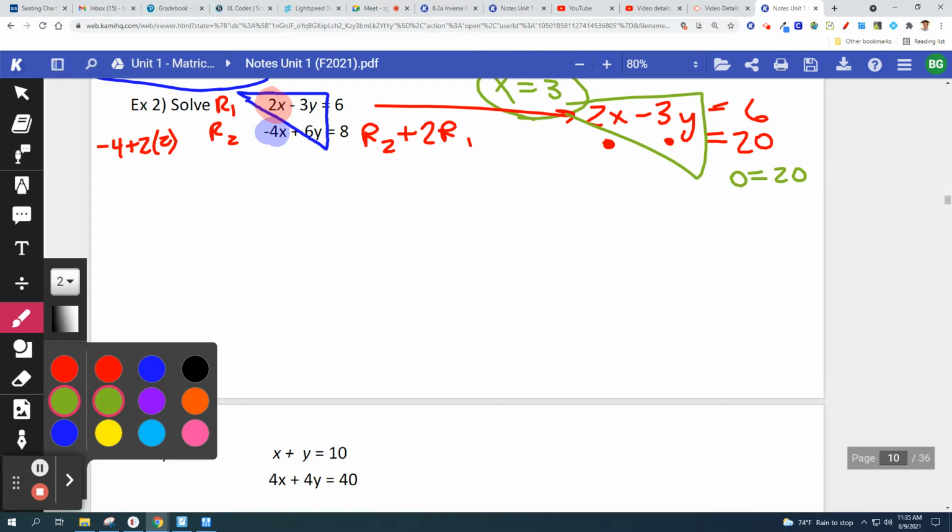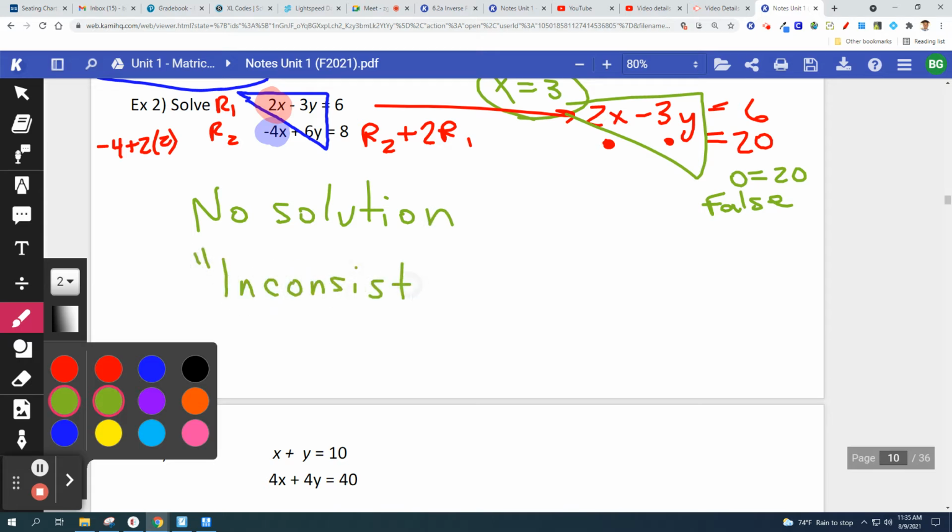Well, 0 equals 20 is not a true statement. That's a false statement. It doesn't matter what X is, what Y is. You plug in any number you want, you're never going to change that false statement into a true statement. And if you can't ever possibly get a true statement, then that implies that this one is going to be no solution. Also, you've got this word inconsistent. Inconsistent systems have no solution.